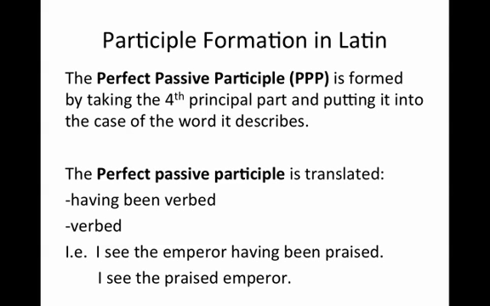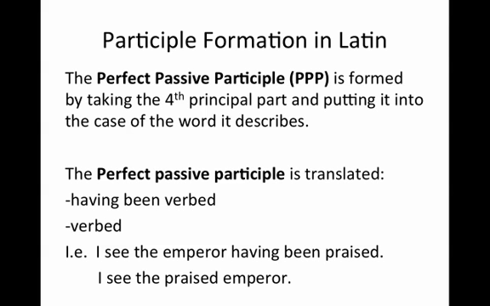So the participle formation in Latin. The perfect passive participle, which is the one that you're going to see most often with the ablative absolute, is formed by just taking the fourth principal part and putting it into the case of the word it describes. Remember, the fourth principal part is an -us, -a, -um adjective, so you're going to use first and second declension endings. The perfect passive participle is always going to be translated having been verbed or verbed. And remember, this is an adjective form.